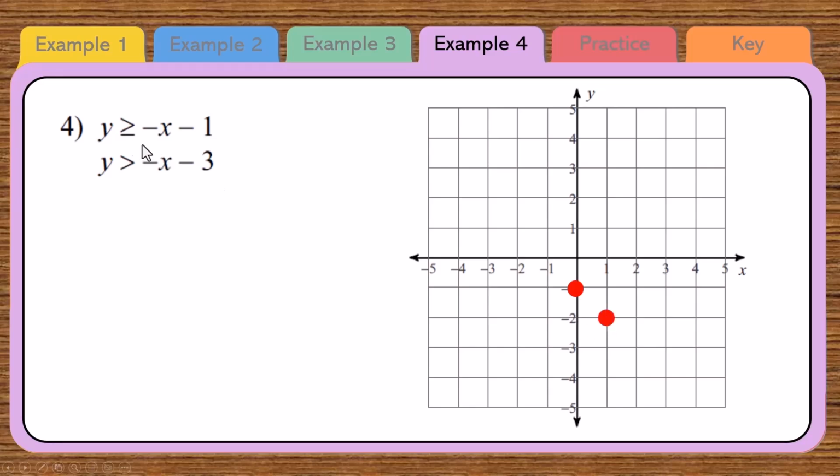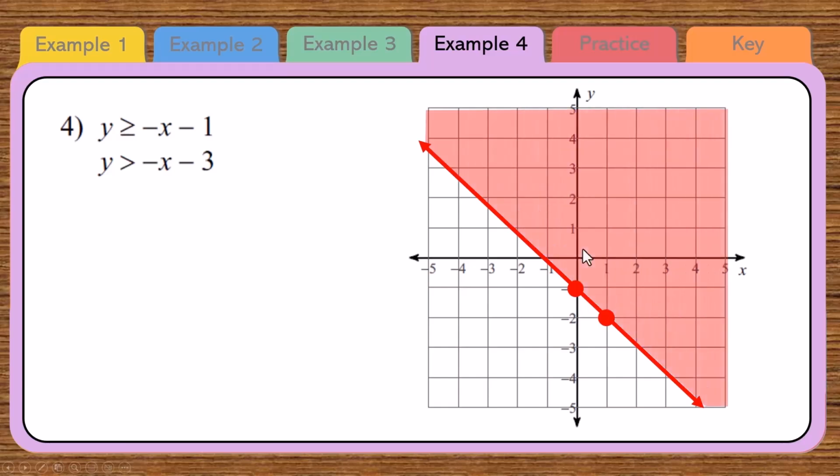This is a solid line. We want to be above that line, so we're going to shade that part. Now, the second one, -3 is the y-intercept. It also has a slope of -1, so we're going down 1 over 1. What's that called? These lines are parallel. And this one's going to have a dotted line.